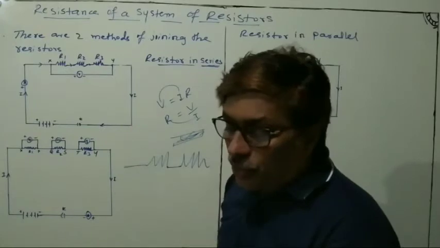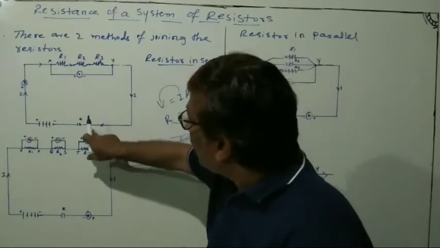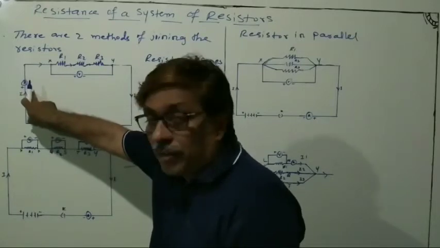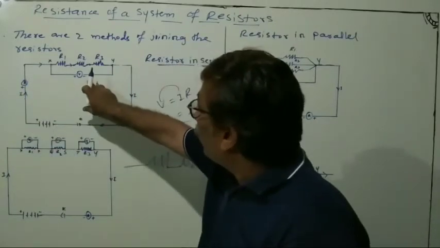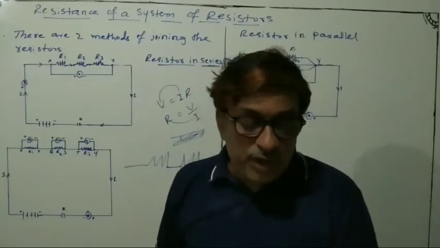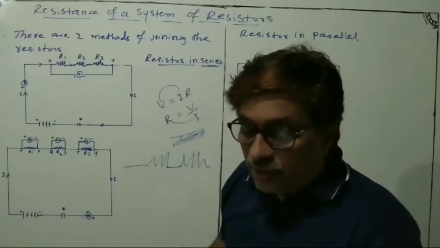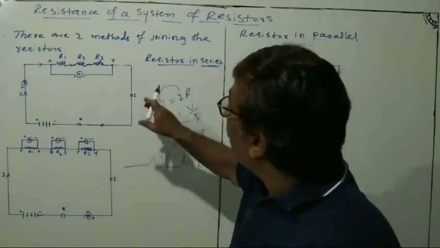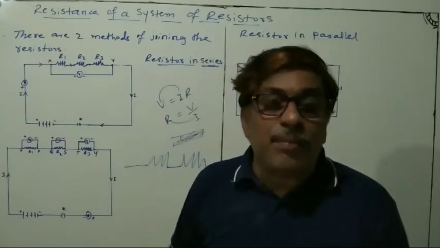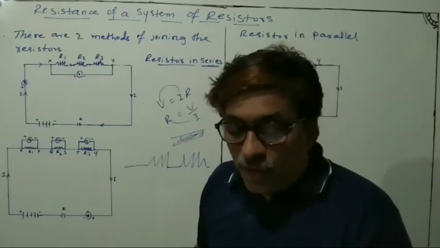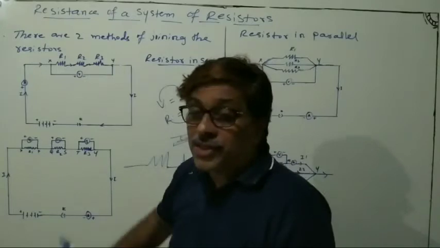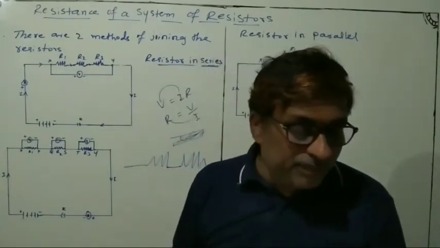In this diagram, we see that a battery is connected, there is an ammeter reading and a voltmeter, and current is flowing. So what do we have to find here? We have to find the combined resistance of the three resistors. This combined resistance you have to find.